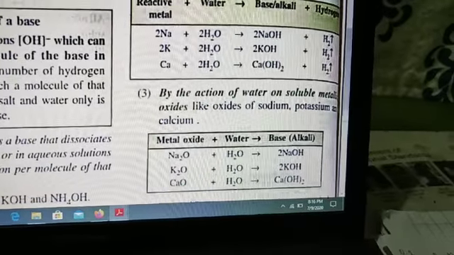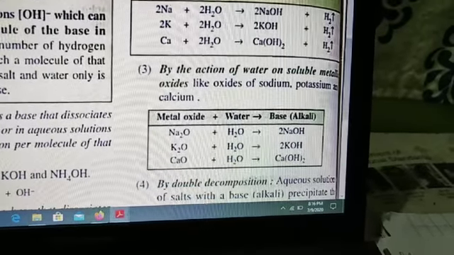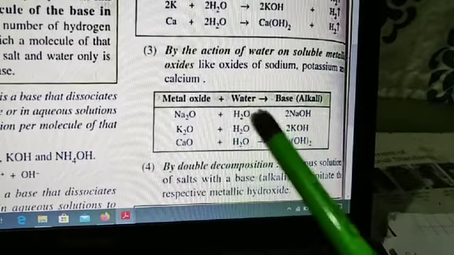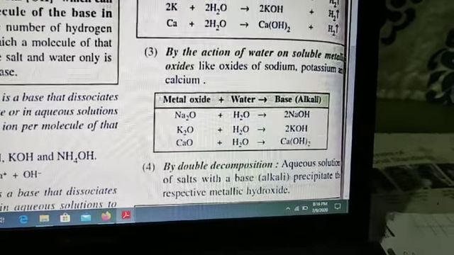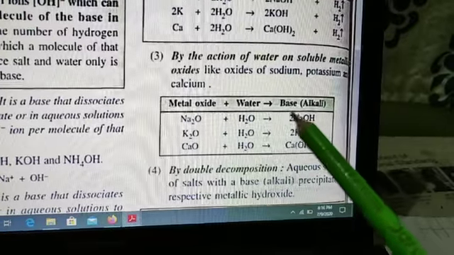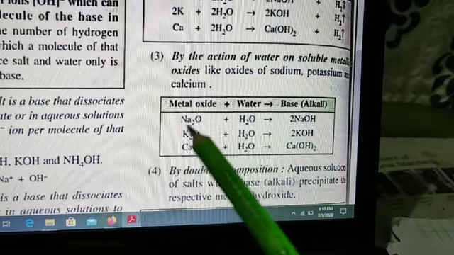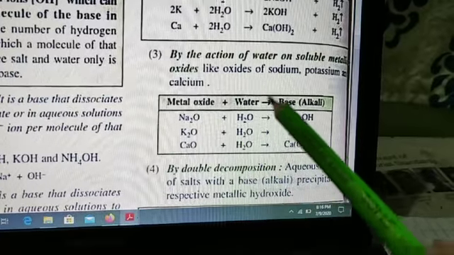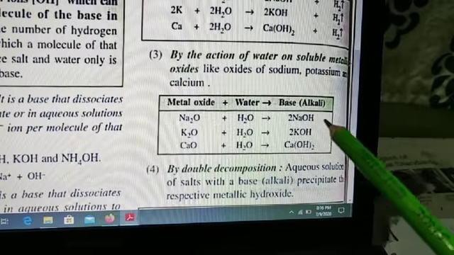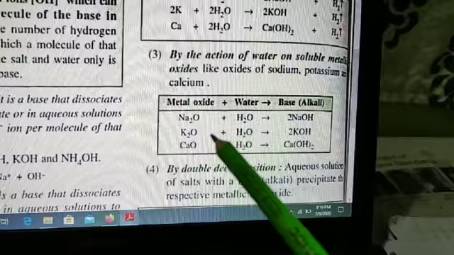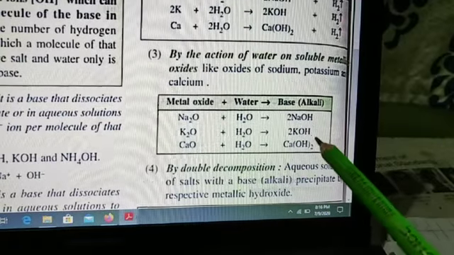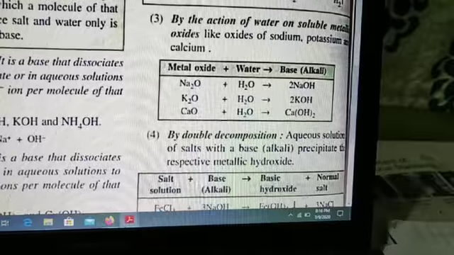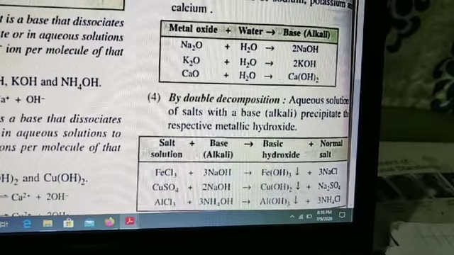Next, the third preparation is by the action of water on soluble metallic oxides. The general equation is metallic oxide plus water giving you base or alkali. Sodium oxide, when it reacts with water, forms sodium hydroxide. Potassium oxide, when it reacts with water, forms potassium hydroxide. In a similar way calcium oxide reacts with water to form calcium hydroxide.